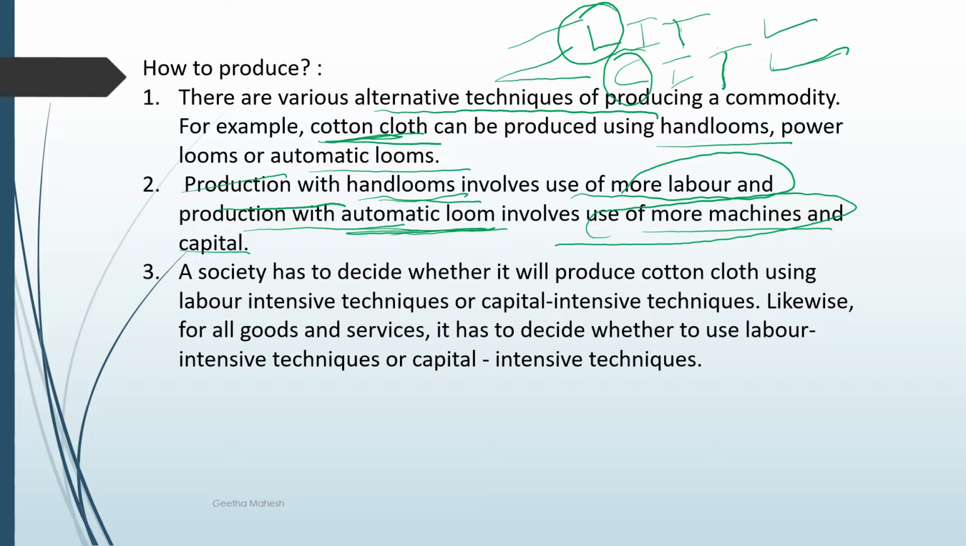The society has to decide whether it has to use labor intensive technique or capital intensive technique to produce cotton cloth. Likewise, all other goods and services can be produced with a different combination of labor and capital.